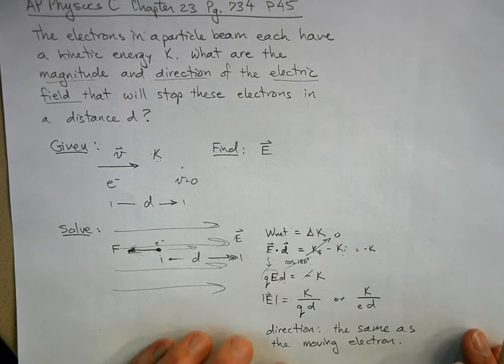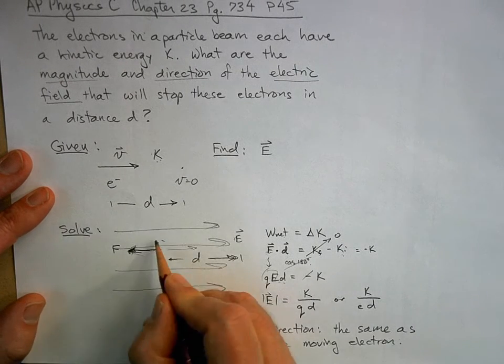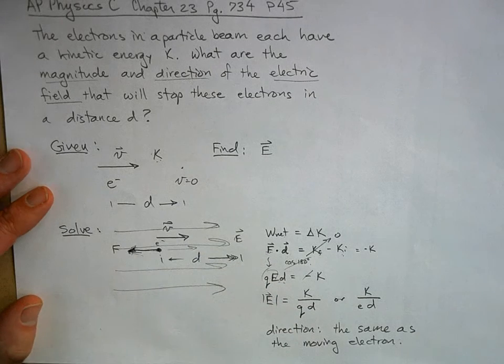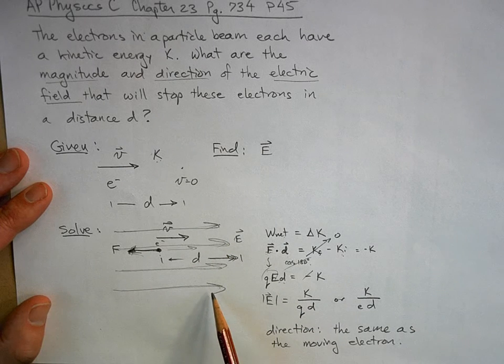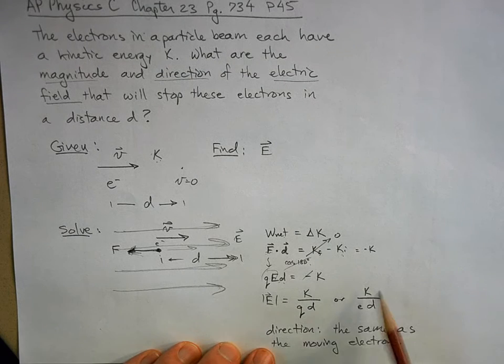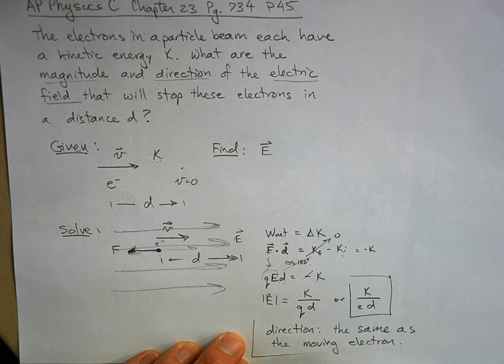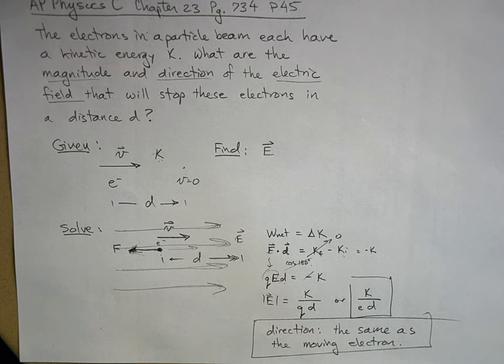If you drew a picture of it, and showed that the force was this way, the initial velocity was that way, and that the direction of the electric field is in the same direction as the velocity, I'll give you full credit for it. I think you actually had that, Anthony, on your paper, so I'll give you that back. So here's the magnitude, and here's the direction of the electric field. Any questions on this?